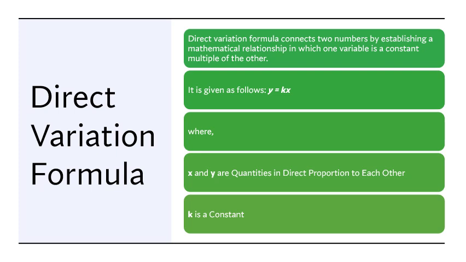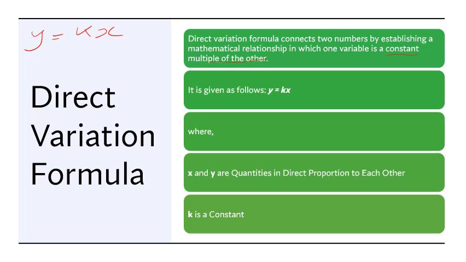Now let's look at the direct variation formula. The direct variation formula connects two numbers by establishing a mathematical relationship in which one variable is a constant multiple of the other. Okay? This formula is y is equal to kx. That is a direct relationship formula.